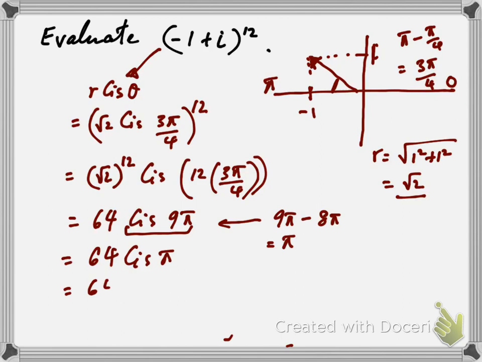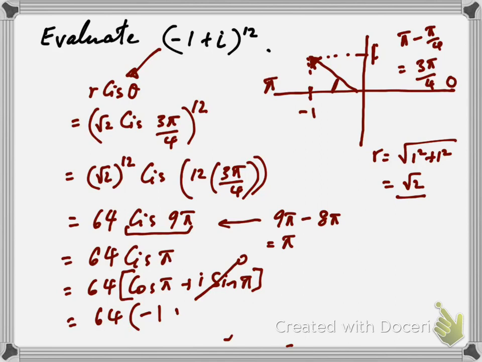So this is 64 (cos pi + i sin pi). And then you can substitute the values from there, which will be minus 1 and 0. 64, well actually you can put this in a bracket if you want, times minus 1, and sine pi is 0, so this will be 0. You can put plus 0 if you want, which will give you negative 64.